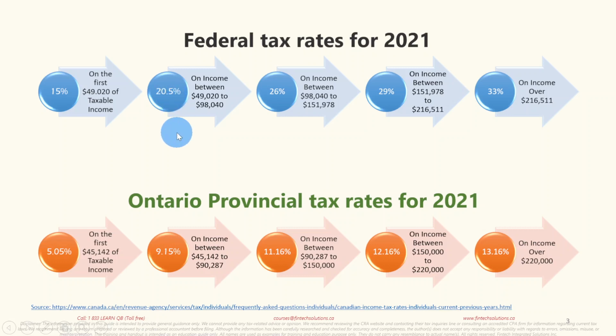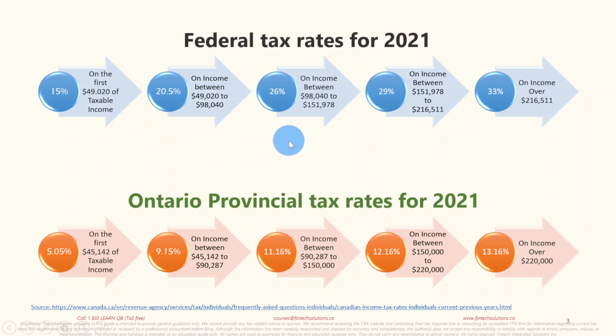So what does that mean? Let's say someone says I'm earning $60,000. Well, for the first 49,020 you will be charged at 15%, and from 49,020 to $60,000 you will be charged at 20.5%, and that is what progressive tax is. It's not that you are in the slab between 49,020 and 98,040, so you get charged 20.5% on everything. That's not how it works. It starts with the 15%, then the difference is what you pay at the next level.